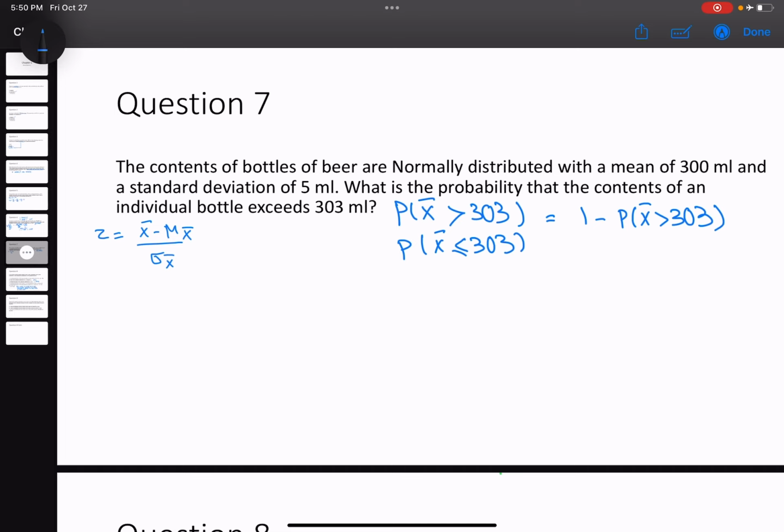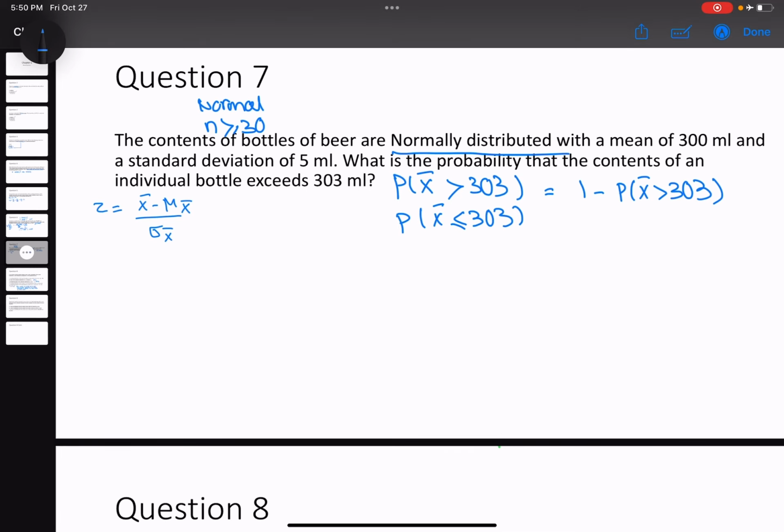In order to get the p for 303, we have to check two conditions: whether it's normally distributed, and whether n is greater or equal to 30. It is normally distributed, so we can use the z formula to get the z score. It will be 303 minus mu 300, divided by the standard deviation of 5.